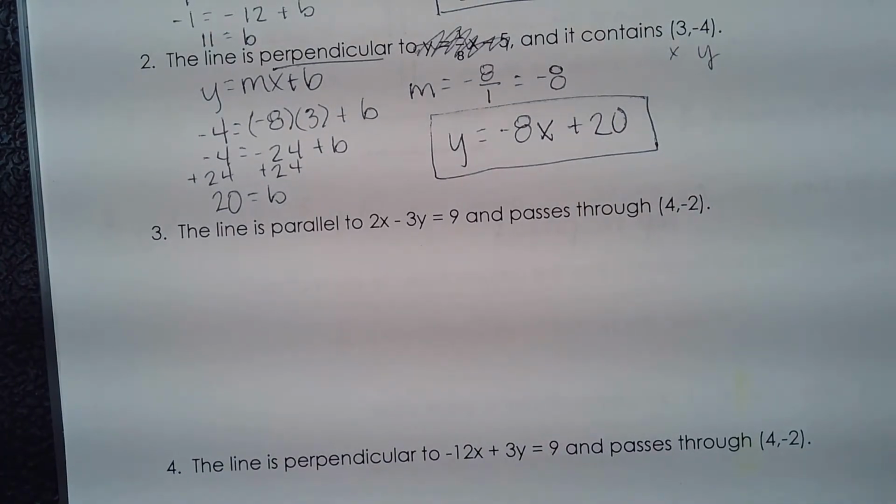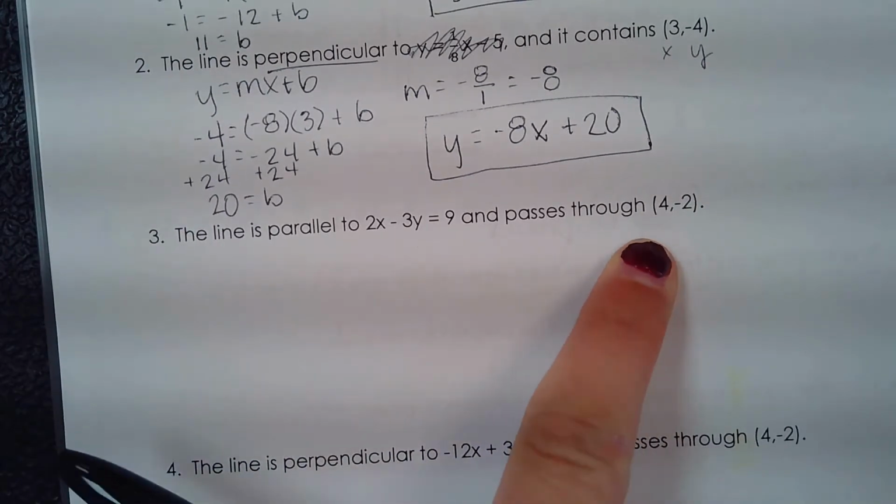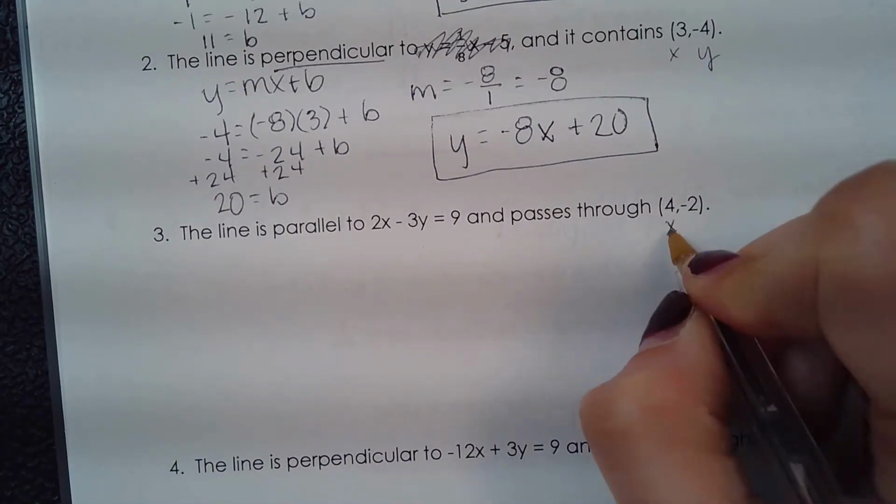Questions on that? Are we okay? All right. So for the next one, it tells us that the line is parallel to this and passes through this point. So again, we know we're going to use that point as our x and y value.